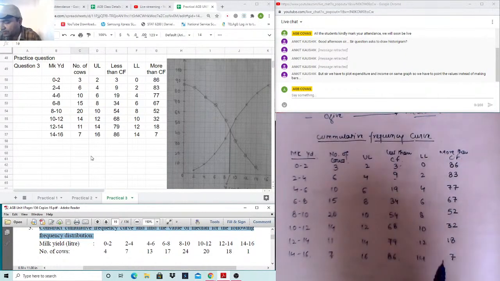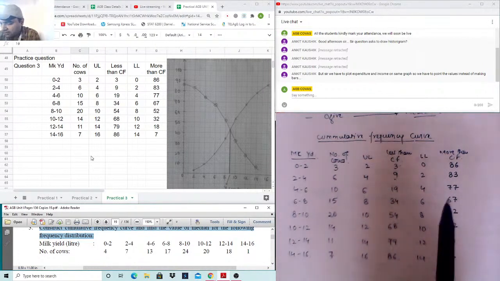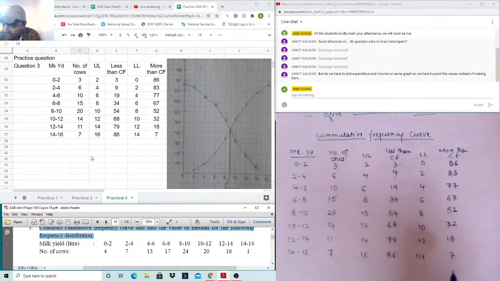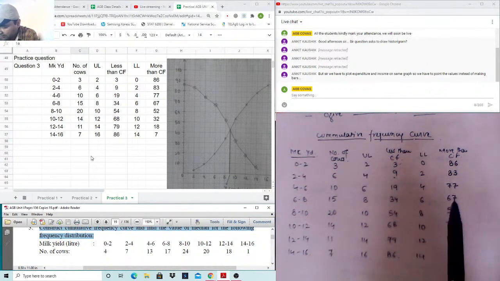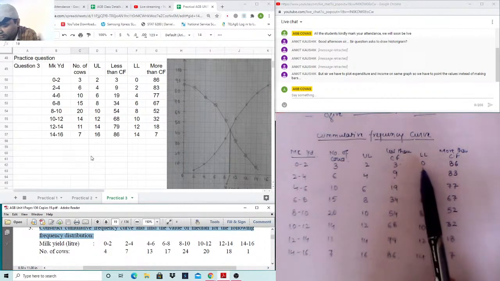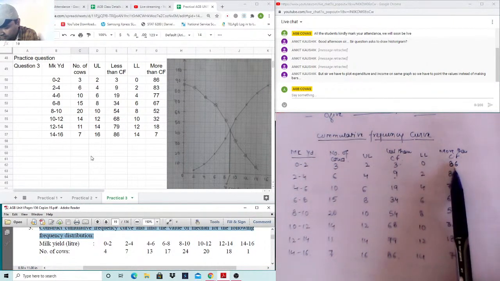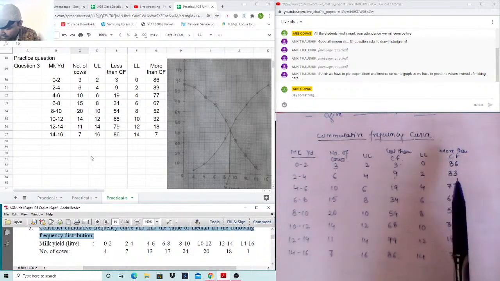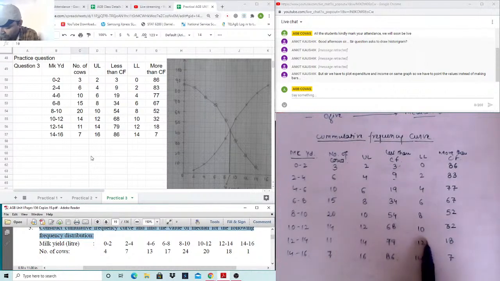This is how you can calculate the more than. From 86 you have to subtract the less than frequency, so you will get your next more than. What does it mean? How many buffaloes are giving greater than 0 liter of milk? 86. How many giving more than 2 liter of milk? 80. How many buffaloes are giving more than 12 liter of milk? 18. More than 14 liter of milk? 7. So this is how we calculate the less than and more than.